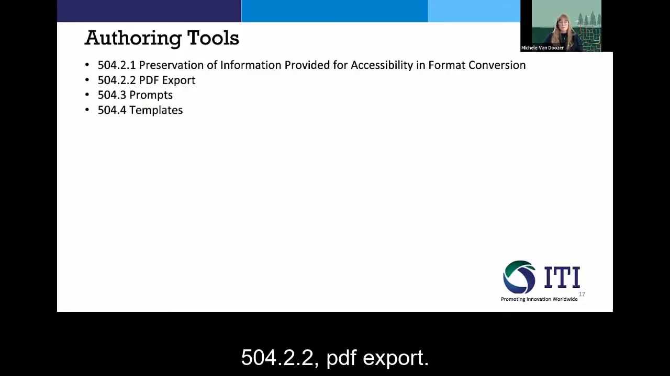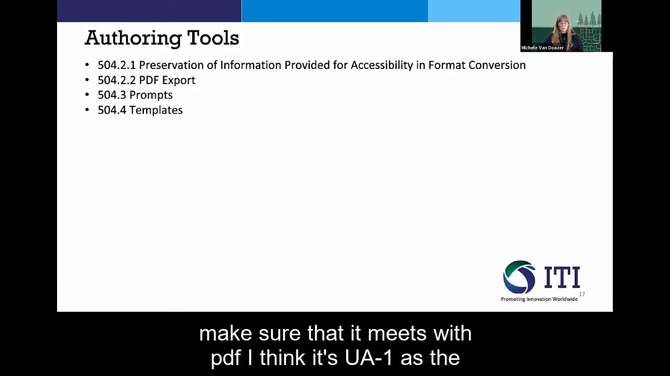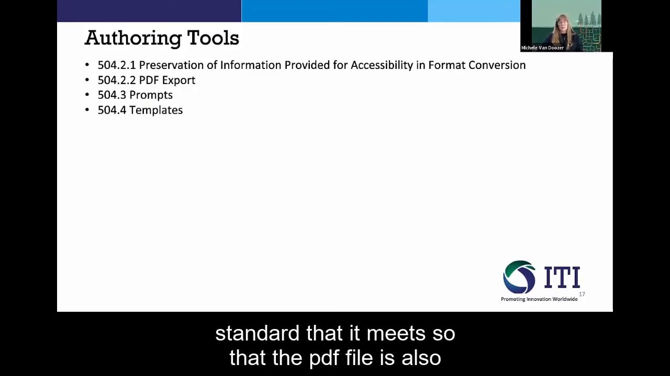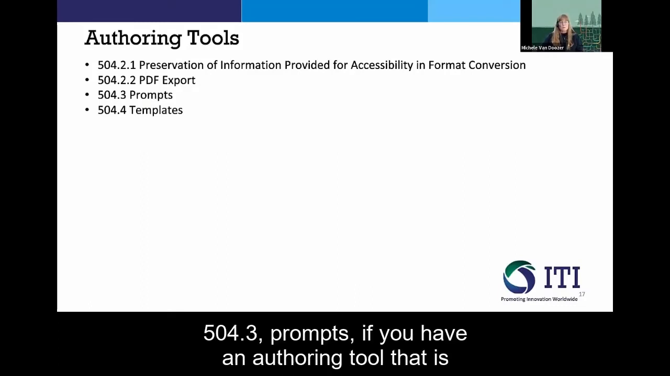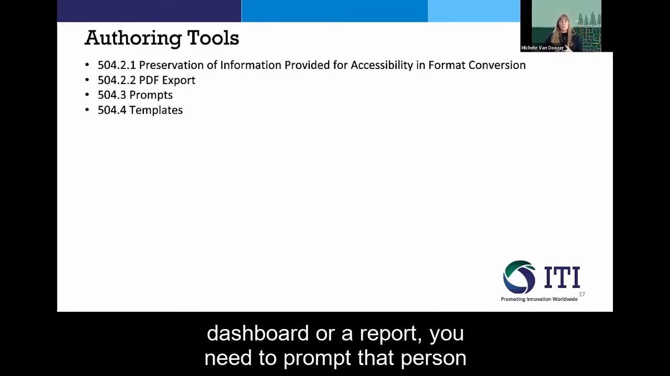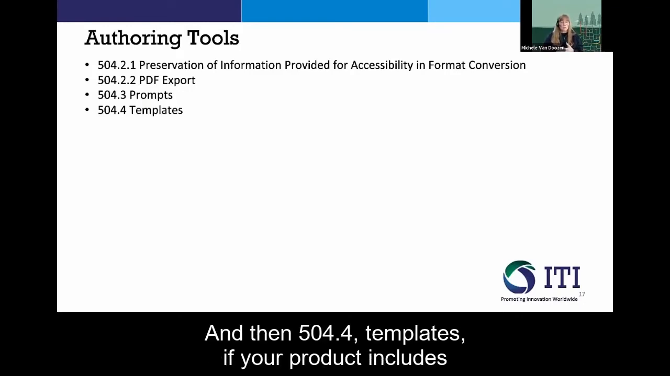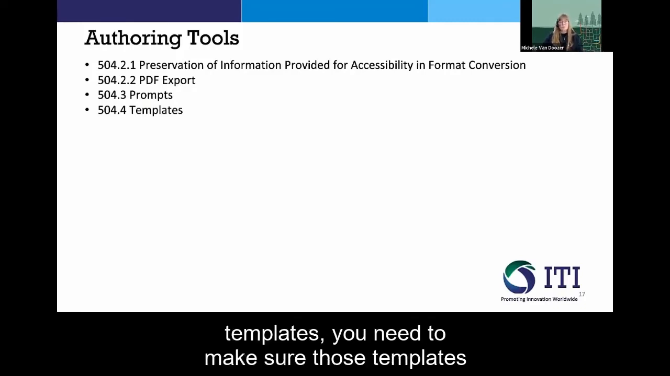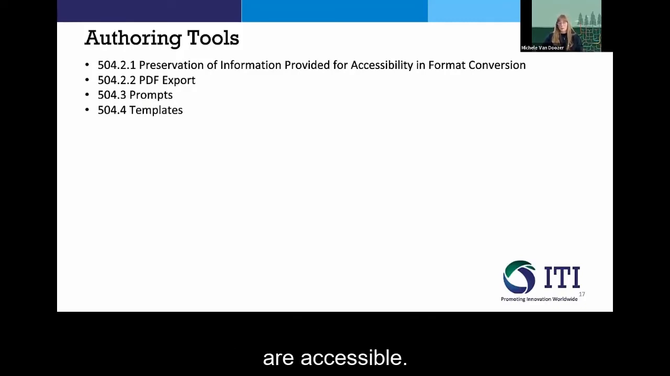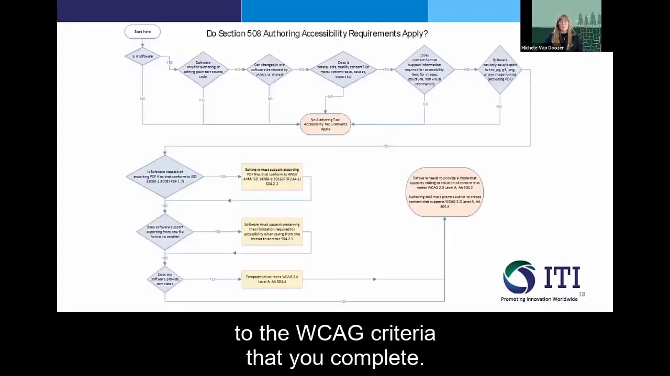504.2.2 PDF export. Again, if you export out to a PDF format, you need to make sure that it meets PDF/UA-1 as the standard, so that the PDF file is also accessible. 504.3 prompts: if you have an authoring tool that is helping a person create something such as a dashboard or a report, you need to prompt that person to make sure they're doing things the right way. And then 504.4 templates. If your product includes templates, you need to make sure those templates are accessible. As I said, this is all, of course, in addition to the WCAG criteria that you complete.